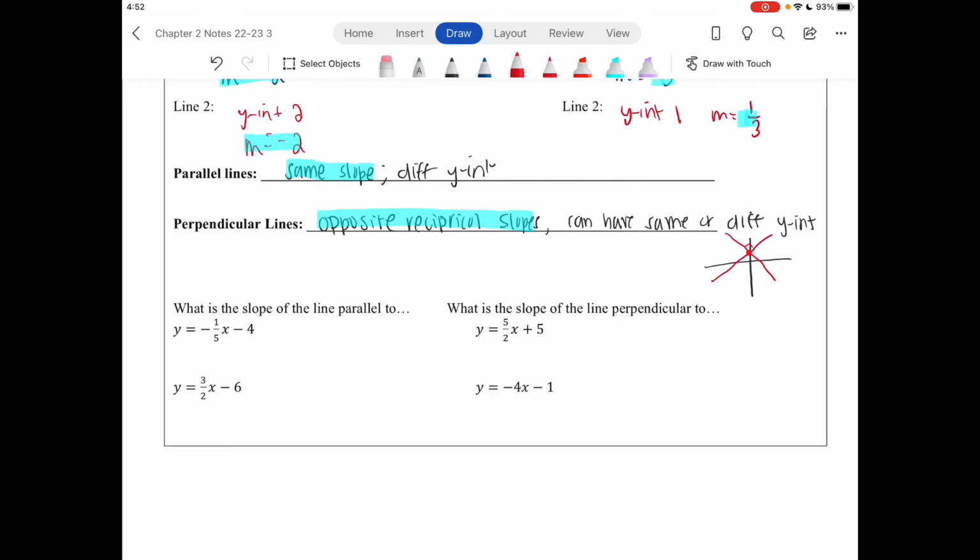Let's see what the slope of the line that is parallel to the given line is. What we want to do is identify our slope. So here we have a slope of -1/5. That means the slope of the parallel line is going to be the same, -1/5.